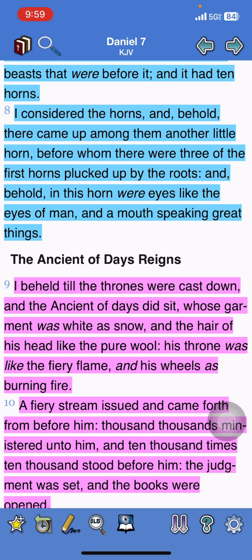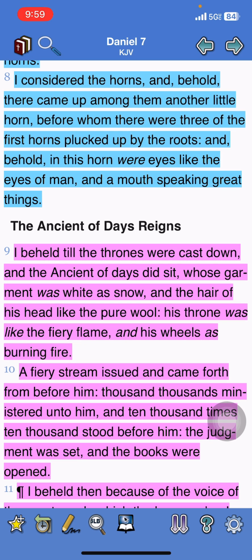All right. It says, "I considered the horns, and behold, there came up among them another little horn, before whom there were 3 of the first horns plucked up by the roots. And behold, in this horn were eyes like the eyes of man, and a mouth speaking great things." And that's how it is today.